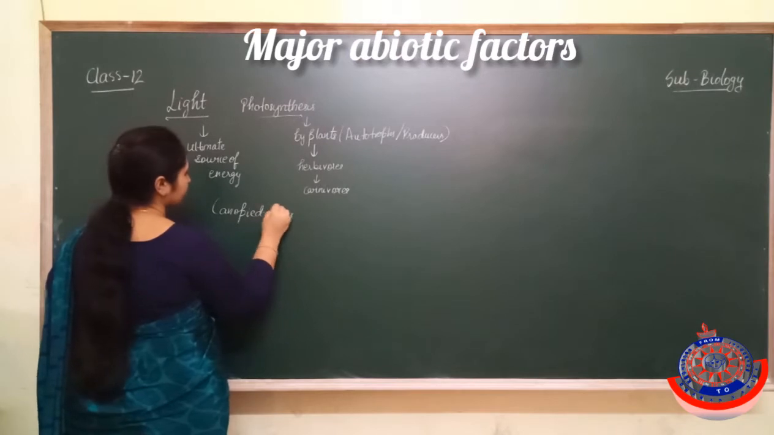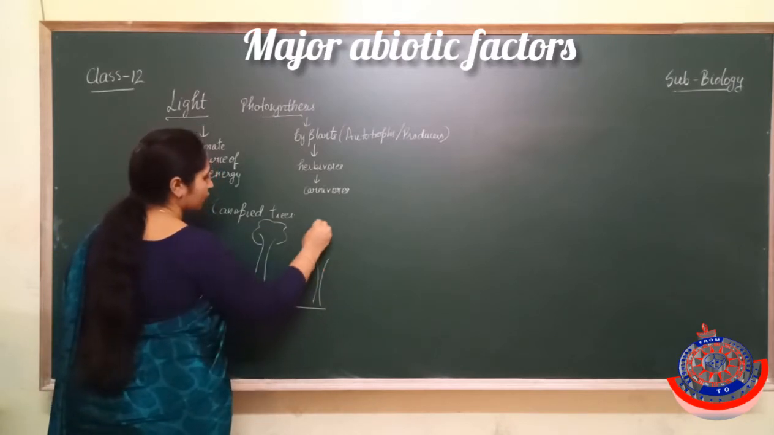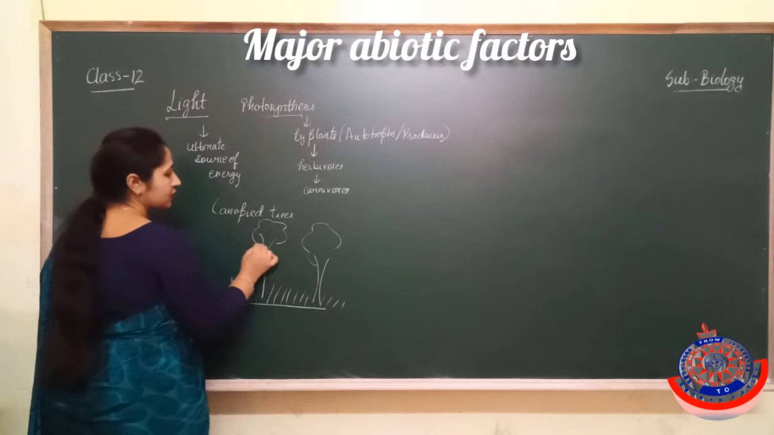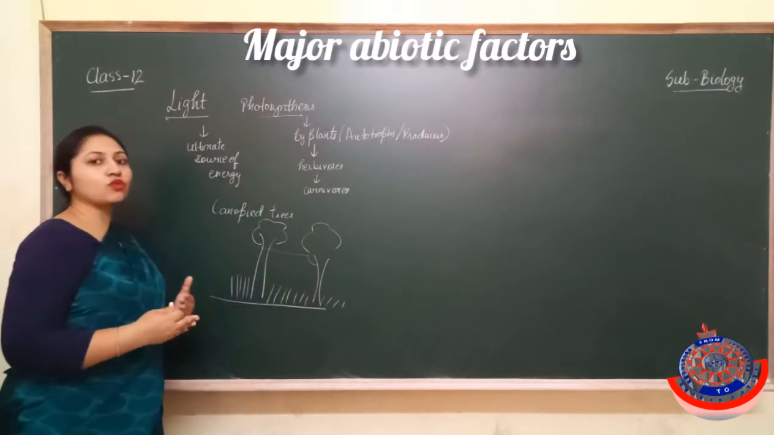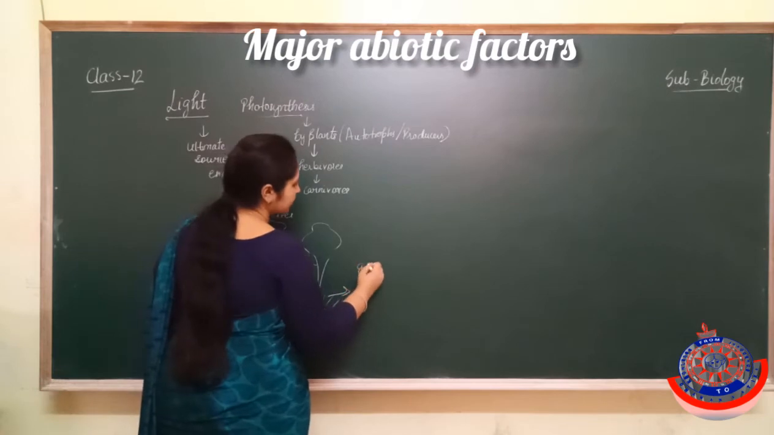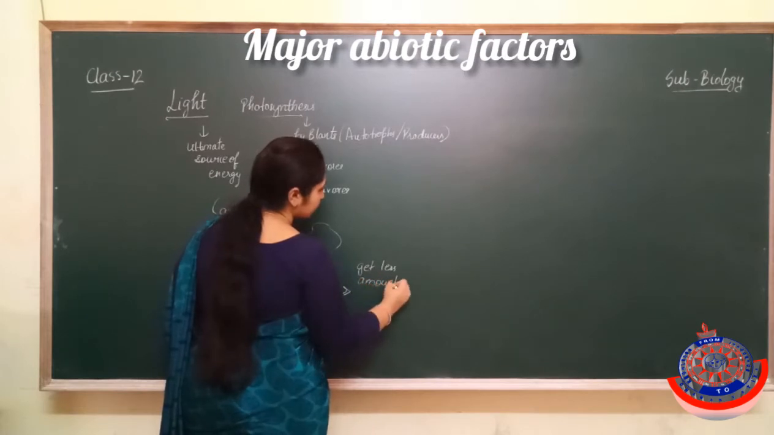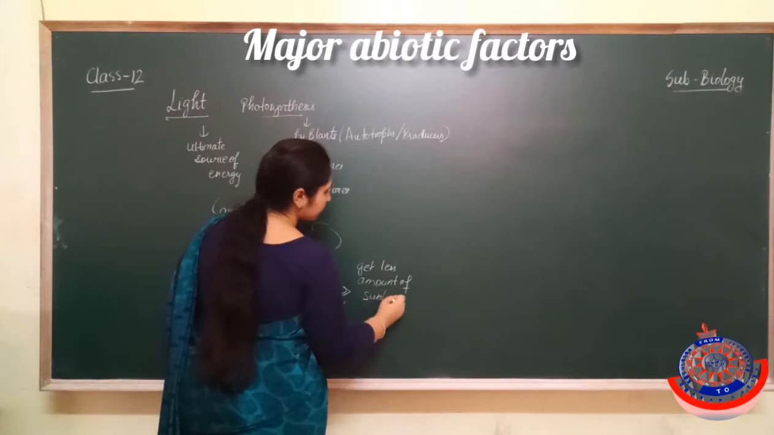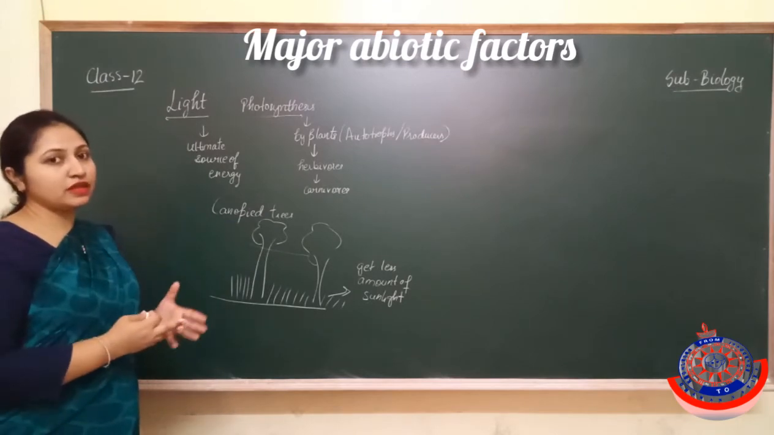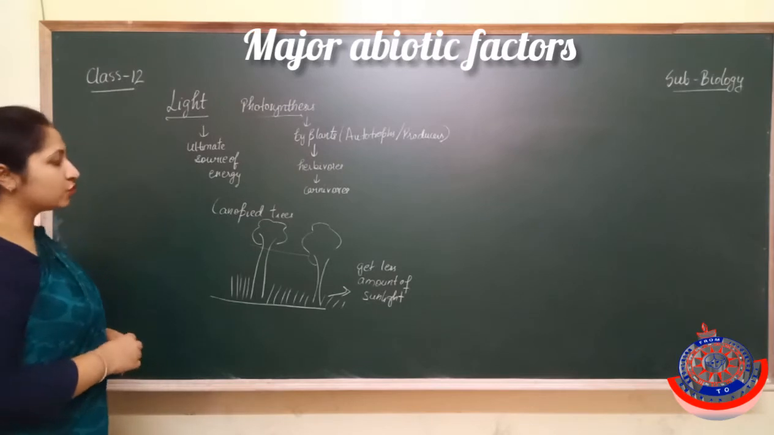Now next is canopied trees. These trees are very tall and present in the forest, and the rest are herbs and shrubs. Because of these trees, the herbs and shrubs are overshadowed and get very little sunlight. But still they adapt themselves and make the best possible use of whatever light they get for photosynthesis.